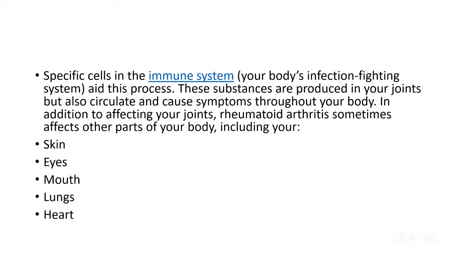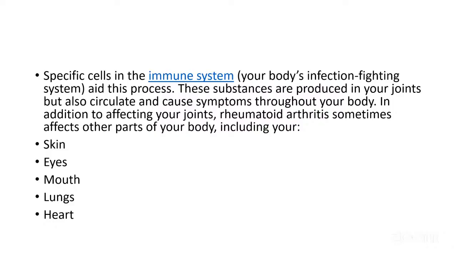Specific cells in the immune system, that's the body's infection-fighting system, aid this process. These substances are produced in the joint, but also circulate and can cause symptoms throughout the body. In addition to affecting the joints, rheumatoid arthritis sometimes affects other parts of the body, including the skin, the eyes, the mouth, the lungs, and the heart. Okay? The skin, the eyes, the mouth, the lungs, and the heart.